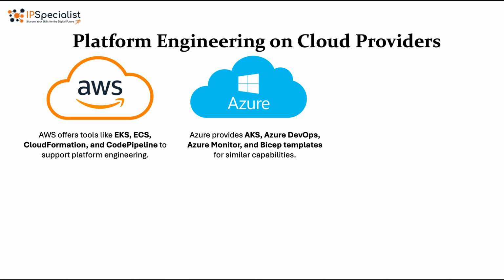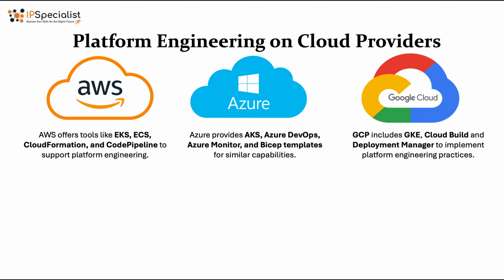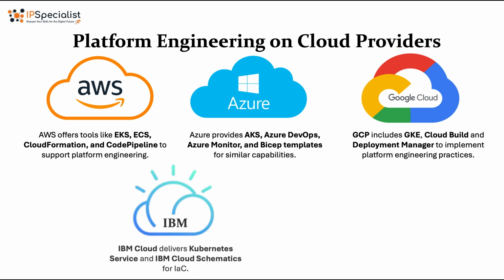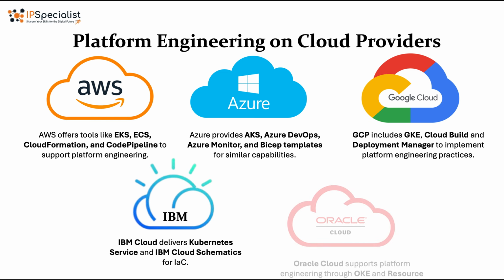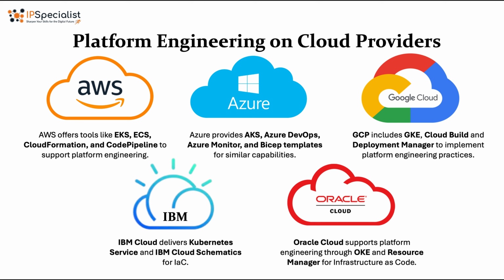On Azure, we have AKS, the Azure Kubernetes Service for managing containers, Azure DevOps for source control and CI/CD pipelines, Azure Monitor for observability, and Bicep templates for infrastructure as code. Similarly, Google Cloud Platform offers GKE, Google Kubernetes Engine, Cloud Build for CI/CD automation, and Deployment Manager for infrastructure as code. IBM Cloud provides Kubernetes service and Schematics for IaC, while Oracle Cloud supports Container Engine for Kubernetes and Resource Manager for infrastructure automation.